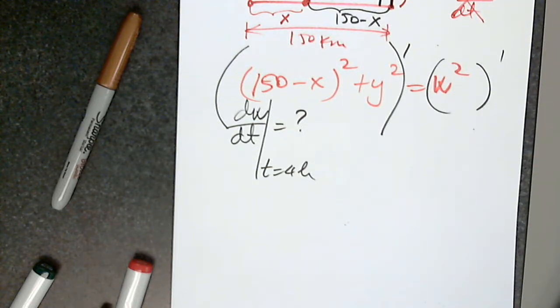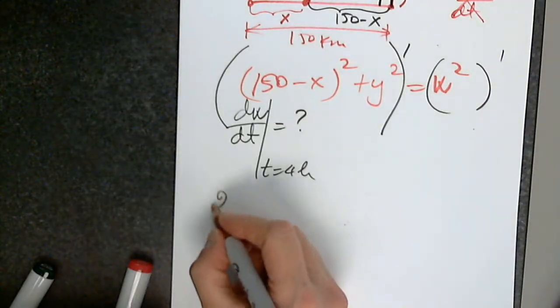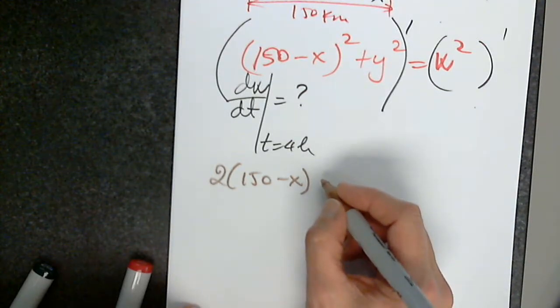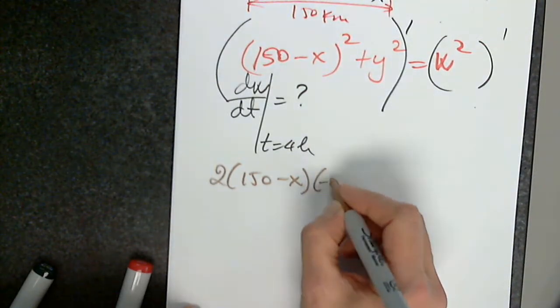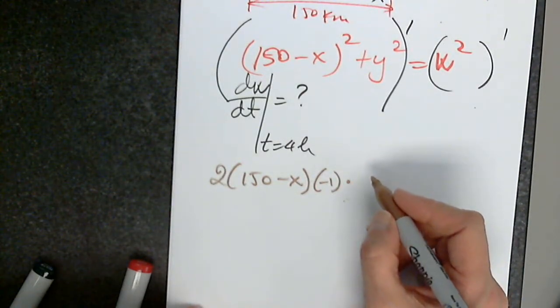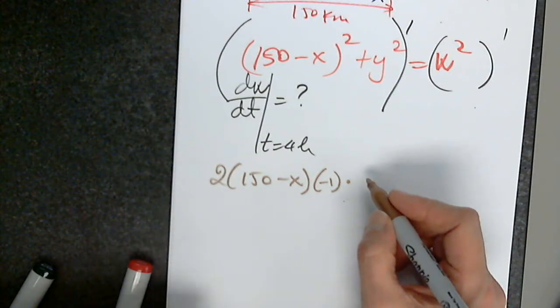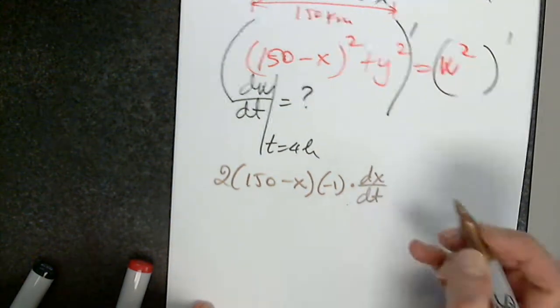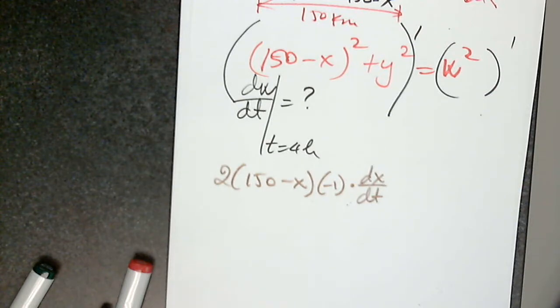No, X is a function. Times the inner function prime. You didn't differentiate the inner function prime. So it is 2 times 150 minus x times the inner function prime. Negative 1. Very good. Thank you. Times. X is not a variable. Exactly. So now that first portion is differentiated.